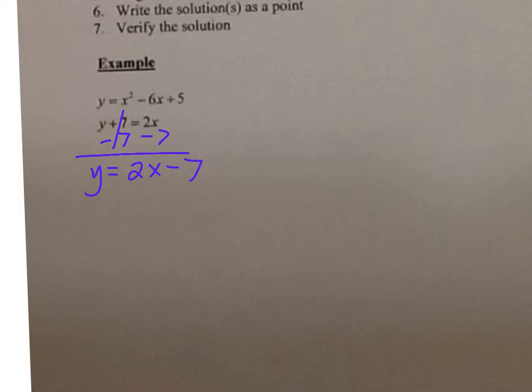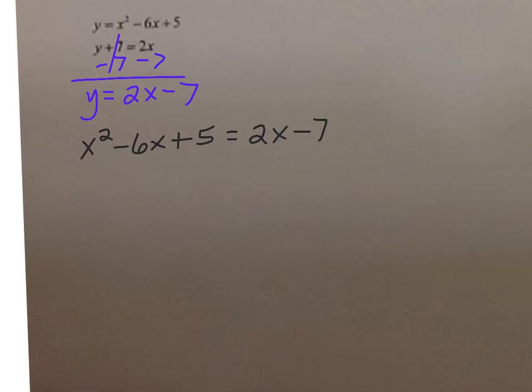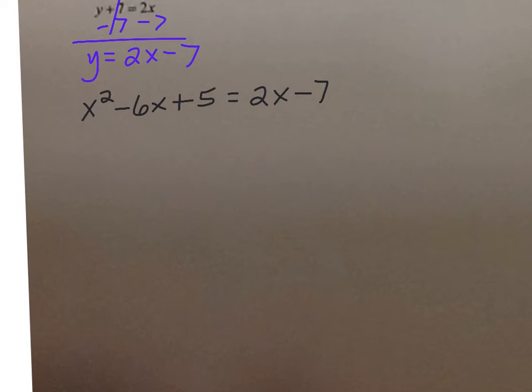Now we can set the equations equal to each other. It doesn't matter which one you put on which side. So x squared minus 6x plus 5 equals 2x minus 7. Most people like to have their quadratic, the x squared, on the left, so if that's what you prefer, that's fine. All right, now you have to take this equation and get it equal to 0. Remember, we always want to keep x squared positive. Since this is positive, move this 2x minus 7 over to the left. So we're going to minus 2x.